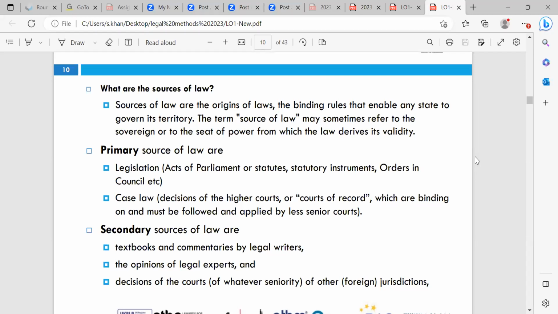They have this thing called delegated legislation, and all the laws are passed through the House of Commons, the House of Lords, and then through parliament to make the final decision, okay? Whether the law can get passed. Then we have case law, and decisions of higher courts or courts of records which are binding on and must be followed and applied by less senior judges.